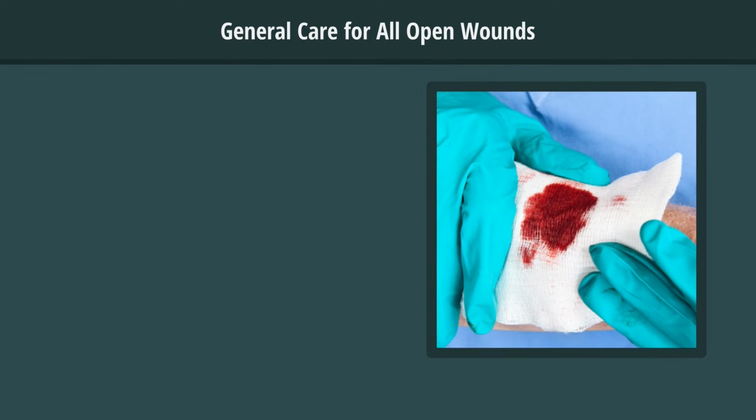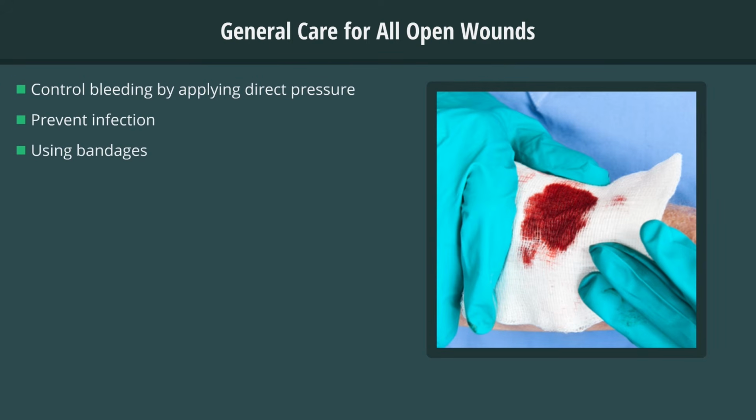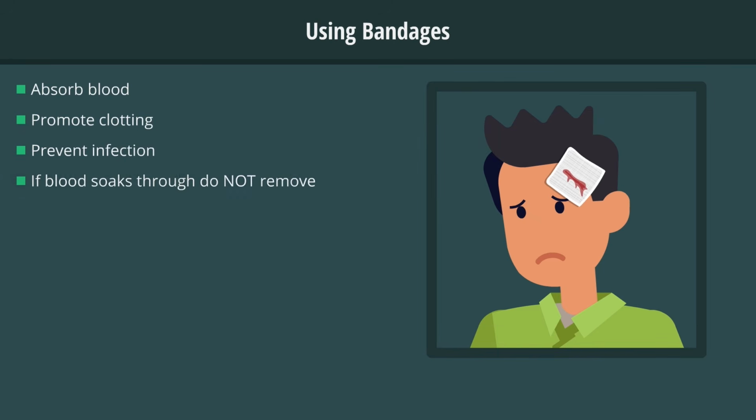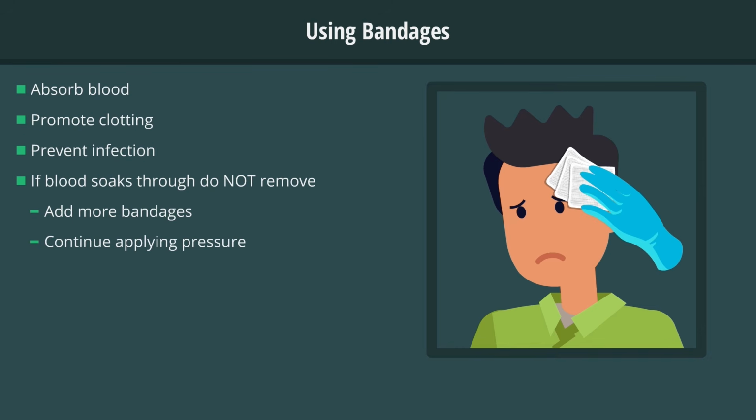Give general care for all open wounds, as specific care depends on whether the person has a minor or a major open wound. General care for open wounds includes controlling bleeding by applying direct pressure, preventing infection, and using bandages. All open wounds need some type of bandage to help control bleeding and prevent infection. Bandages or pads are placed directly on the wound to absorb blood and other fluids to help promote clotting and to prevent infection. If blood soaks through the bandage, do not remove the bandage. Instead, add more bandages and continue applying pressure.